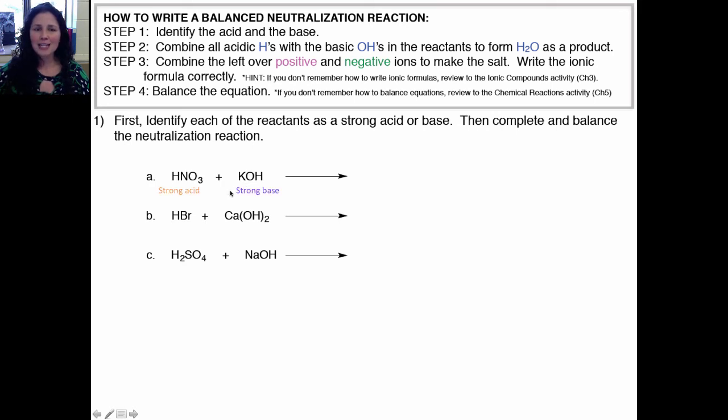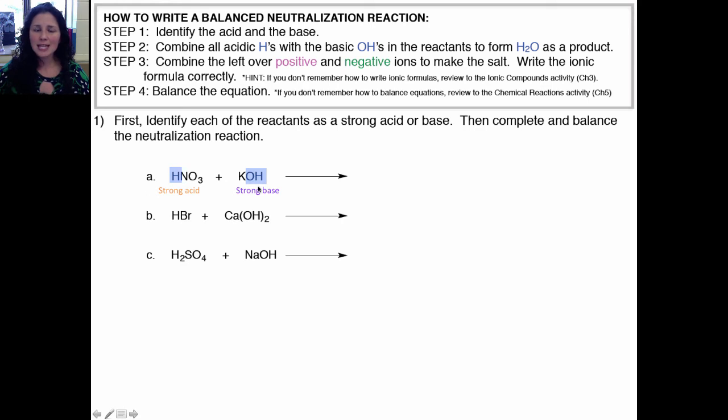Nitric acid is a strong acid and potassium hydroxide is a strong base. Now, step 2 tells you to combine all acidic hydrogens and the basic hydroxides in the reactants to form water. The acidic hydrogens are the hydrogens that are on the acid, and the basic hydroxides are the hydroxide ions that are on the base. I'll highlight these in blue boxes.